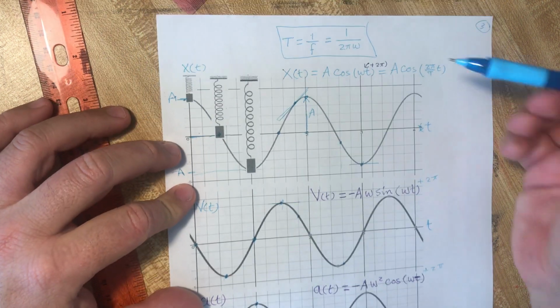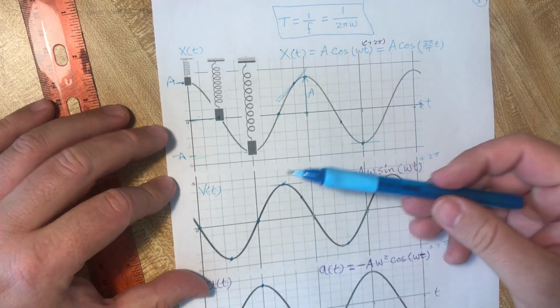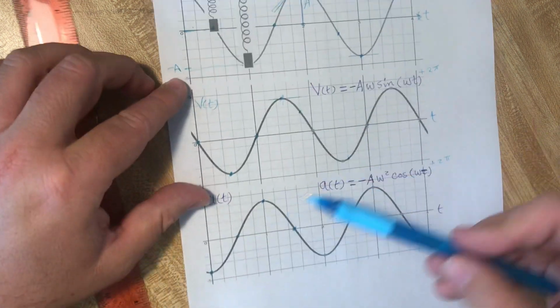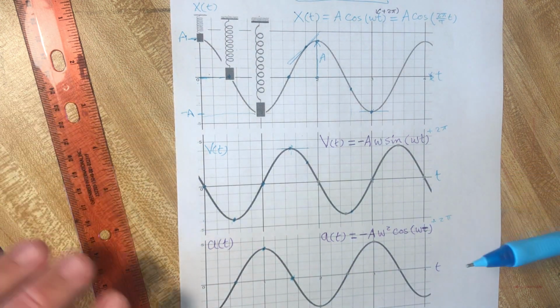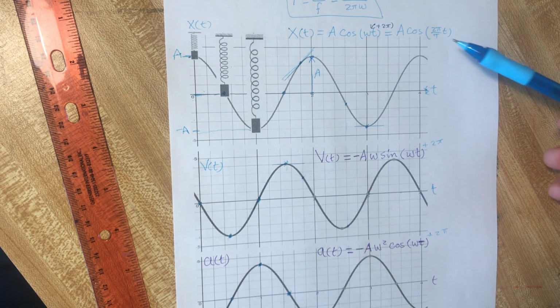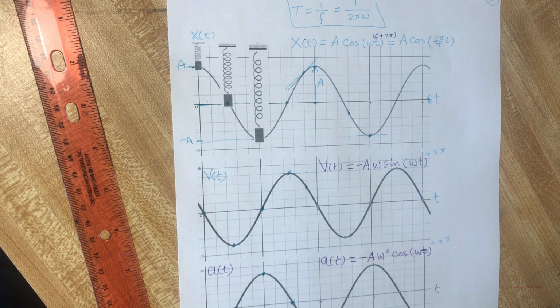So the position function is cosine, the velocity is sine, the acceleration is cosine. You will see that in the exam. You will be given these formulas to solve any example or question you need to solve. We will see that in the next section. Thank you.